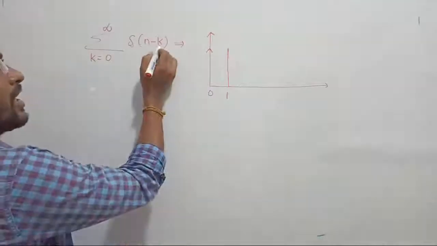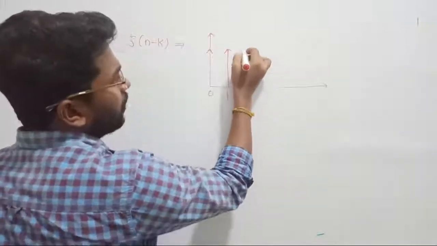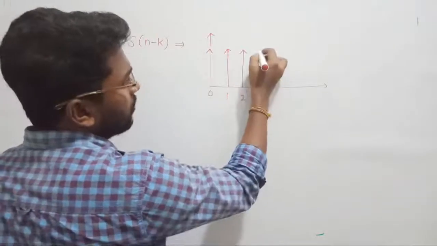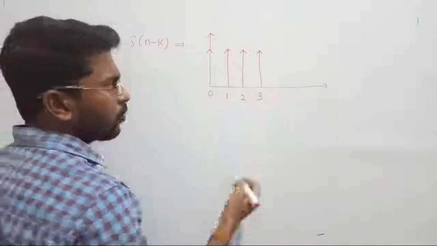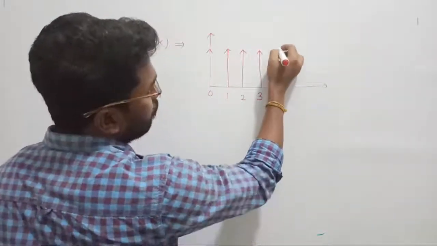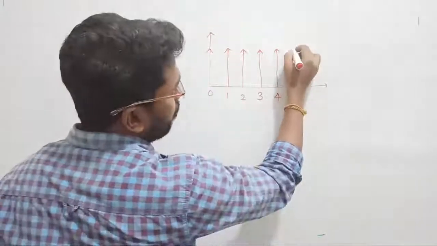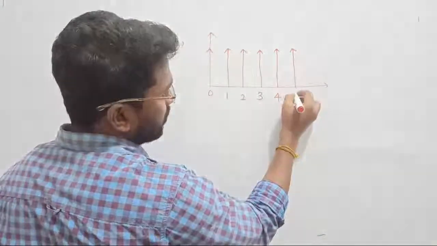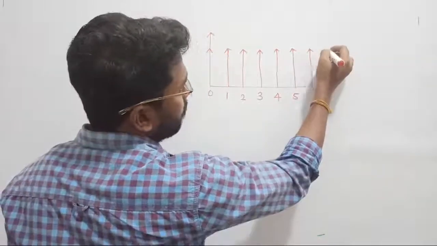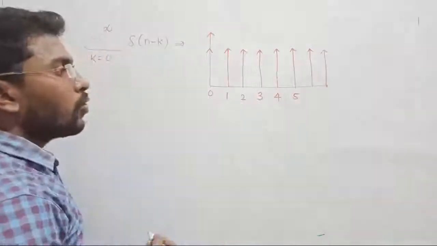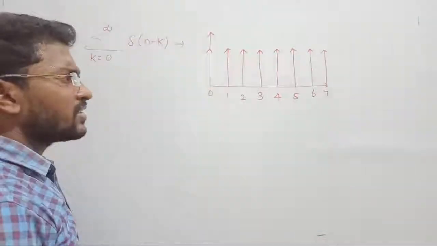Similarly, if I replace k equal to 2, then what will happen? The same sample with the same height is going to exist at 2. Similarly, if I replace k equal to 3, then the sample will exist at only 3. If I replace k equal to 4, then the sample will exist at 4. Like that, if you notice, this is called impulse train. Yes, I understood. That is called impulse train. Now, what type of signal is it? Is it an impulse train? Yes, it is an impulse train, that is correct.